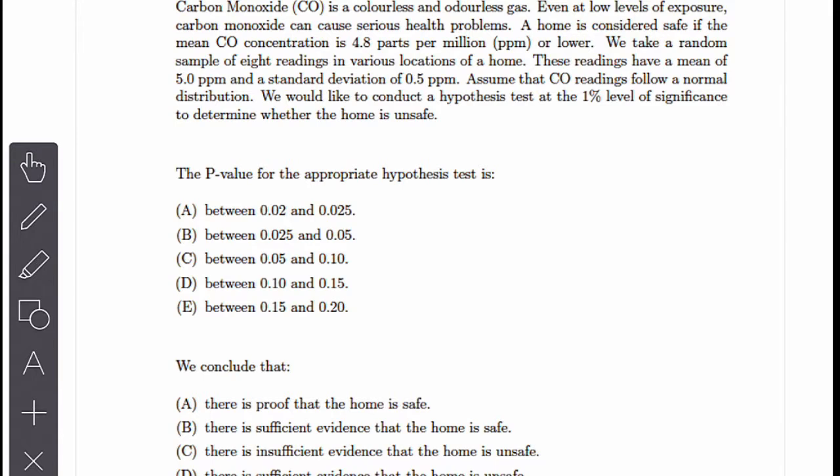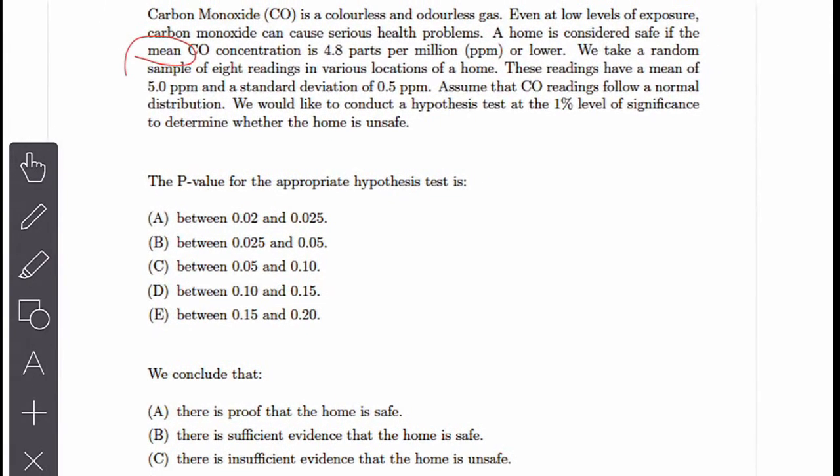Okay, I'm back. Let's see if we can set this up. Carbon monoxide is a colorless and odorless gas. Even at low levels of exposure, carbon monoxide can cause serious health problems. A home is considered safe if the mean, so this is a problem of means, CO concentration is 4.8 parts per million or lower. That's the key word.